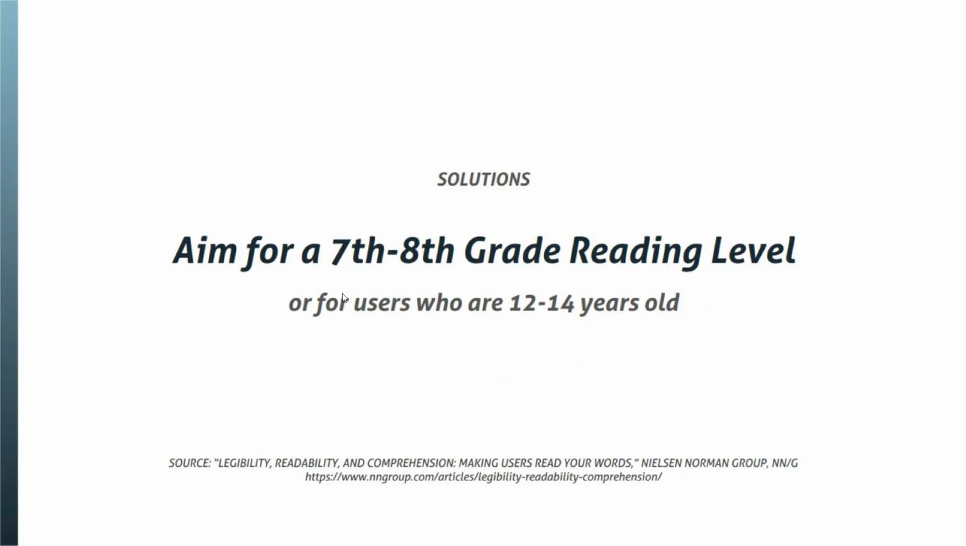The other piece is aiming for a 7th to 8th grade reading level, or for users that are about 12 to 14 years old. The reason that we think about this, particularly in community colleges, is that the majority of our students typically start looking at colleges in eighth to ninth grade, right? And so whether they're signing up for dual credit courses or thinking about what college they're going to go to post graduation, we want to make sure we're writing everything in a way that makes sense to them, meeting them where they're at, right?